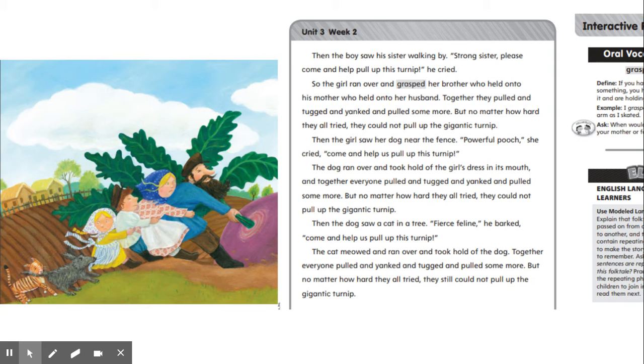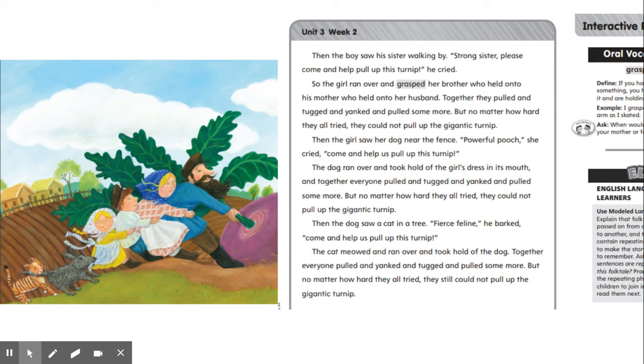The girl saw her dog near the fence. "Powerful pooch," she cried. "Come and help us pull up this turnip." The dog ran over and took a hold of the girl's dress, and together everyone pulled and tugged and yanked and pulled some more. But no matter how hard they all tried, they could not pull up the gigantic turnip.